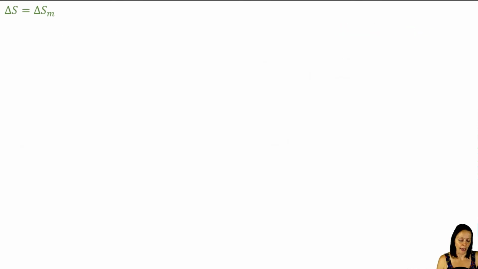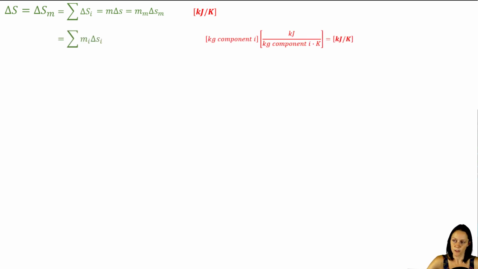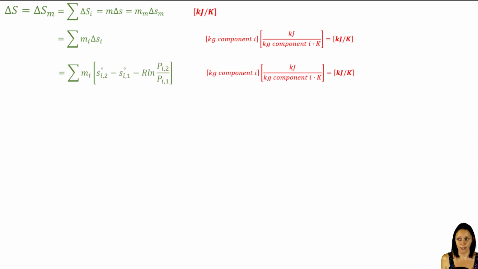So delta big S is equal to m delta little s. That's recognizable, you know that. And that's in kilojoules per Kelvin. So this is equal to the sum of the mass of each component times delta S for each component. And delta S for each component, you have an ideal gas. So delta S for an ideal gas is this guy right here. You've got s0_2 minus s0_1 minus R natural log P2 over P1.